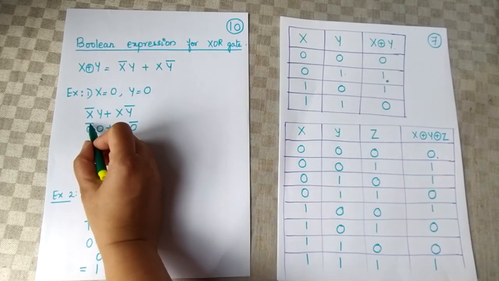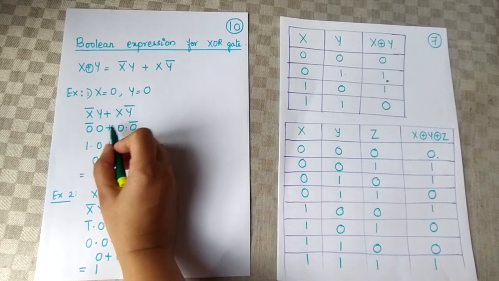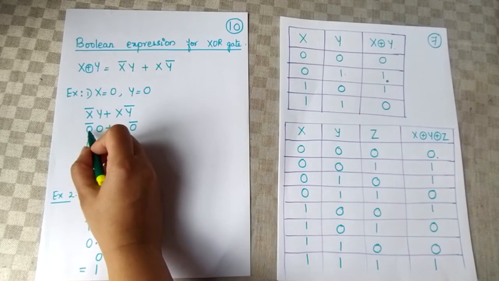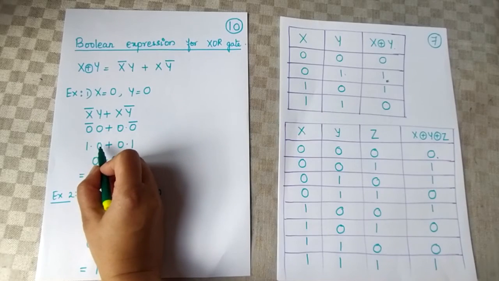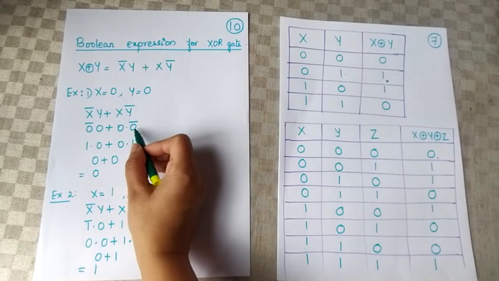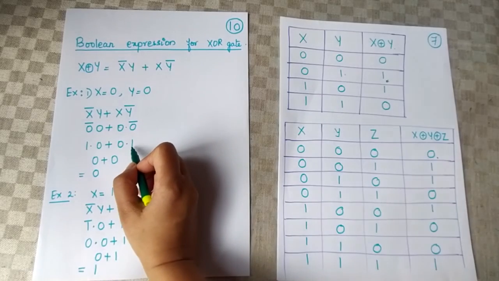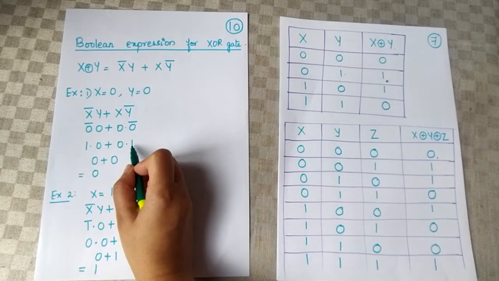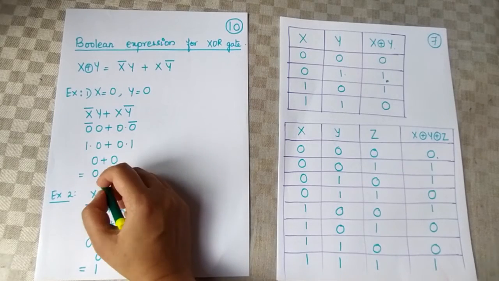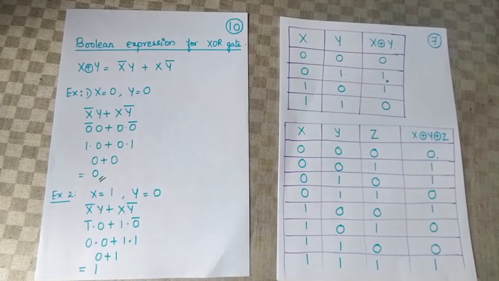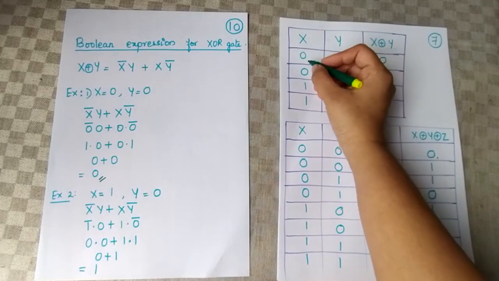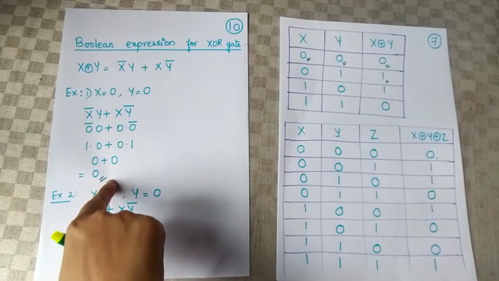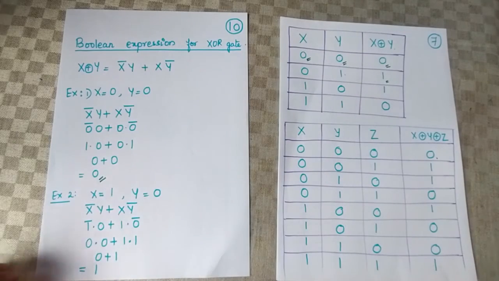Now replace the values of x and y. X is 0, so it will be 0 complement, y is 0. Plus x is 0, y is 0, so 0 complement. 0 complement results in 1, dot 0, plus 0 dot, again 0 complement results in 1. So 1 dot 0 results in 0, 0 dot 1 results in 0, 0 plus 0 results in 0. Now check in the truth table where the 2 inputs are zeros and zeros, the resultant value is 0. So it matches with this Boolean expression.